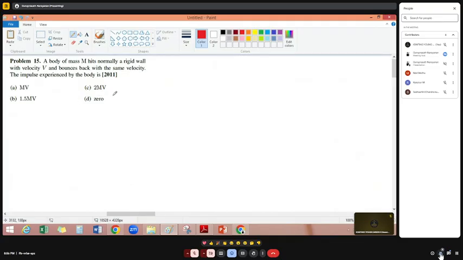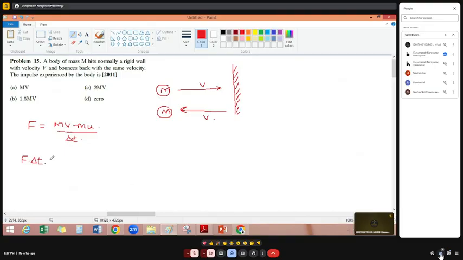A body of mass m hits normally a rigid wall. So normally means earlier it was oblique angle, something like 30 degrees, 60 degrees. Now normal means the ball is going like this with the velocity v, and bounces back with the same velocity. So that means it's coming back with the velocity v. The impulse experienced by the ball. F is equal to mv minus mu by delta t. What is impulse? F into delta t is your impulse.